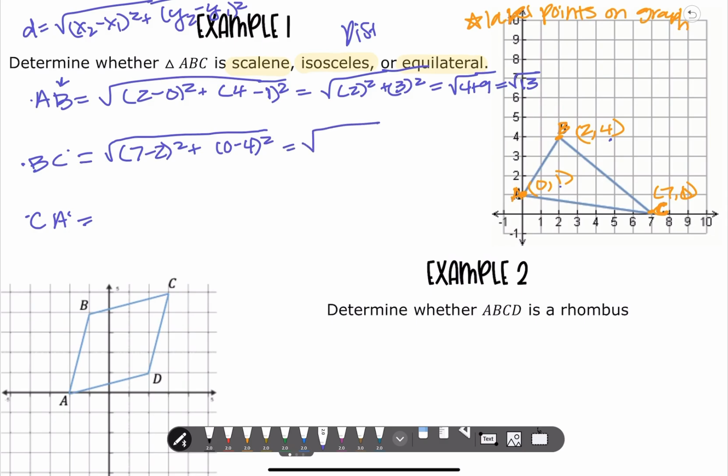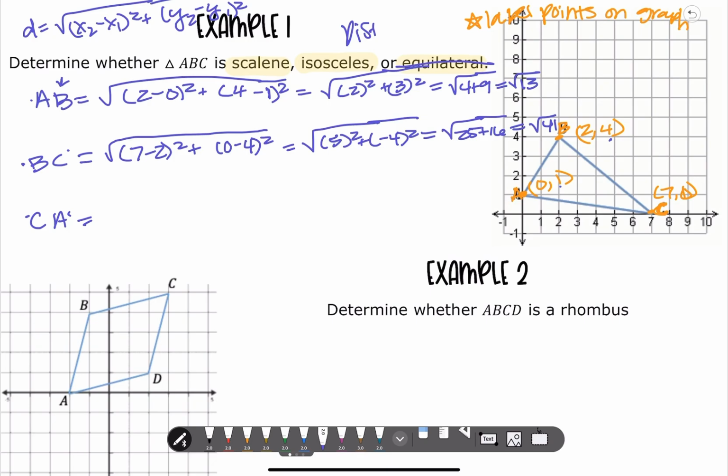All right, 7 minus 2 gets us 5. 0 minus 4 gets us negative 4. So then we've got the square root of 25 and 16 added together, which totals out to be the square root of 41. Okay, so far we know it's not an equilateral. It has to be either a scalene or an isosceles.